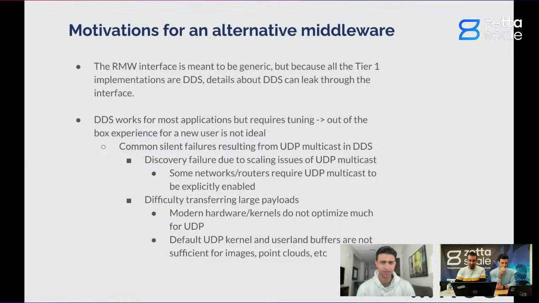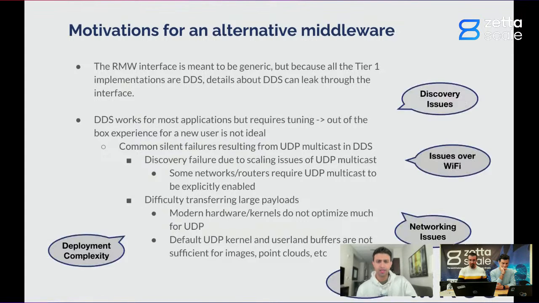So DDS relies on UDP multicast to discover other participants on the network. So oftentimes when you start up your system, your network interfaces are flooded with discovery packets, and you're trying to discover one another. And oftentimes you might either not be able to discover everyone, or perhaps your transport is affected by this discovery. So it often led to users complaining about discovery issues, messages not being transmitted over Wi-Fi, other networking issues, and just how complex it could be to set up DDS within containerized environments, right?